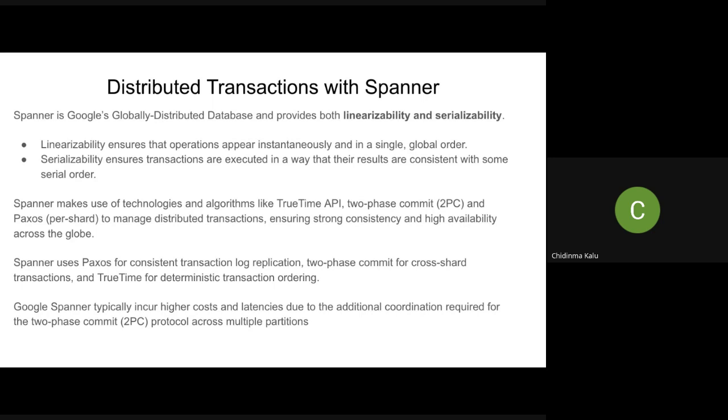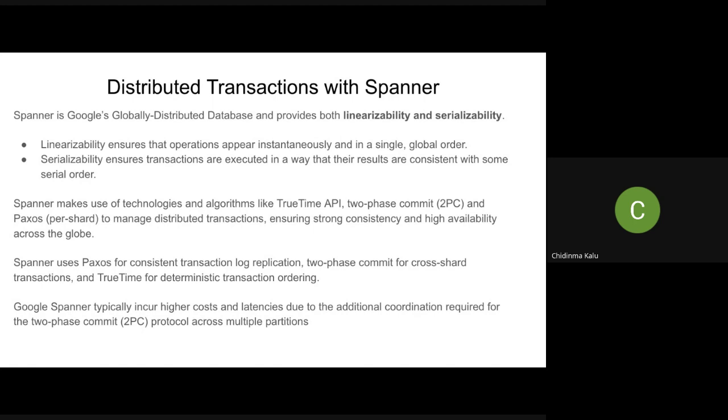Like I said before, it uses stuff like the TrueTime API, which was also created by Google, along with 2PC and Paxos to manage distributed transactions, ensuring strong consistency and high availability across the globe. Spanner uses Paxos for consistent transaction log replication, two-phase commit for cross-shard transactions, and TrueTime for deterministic transaction ordering.